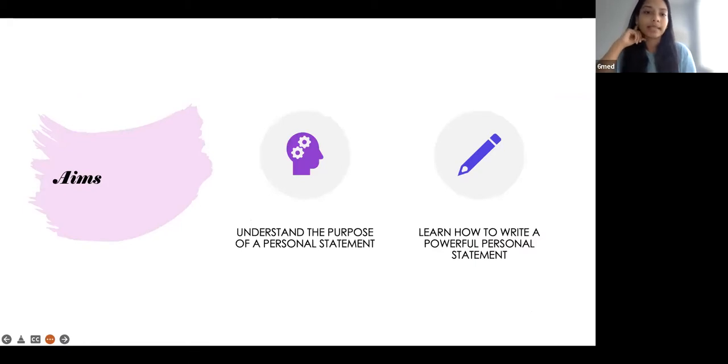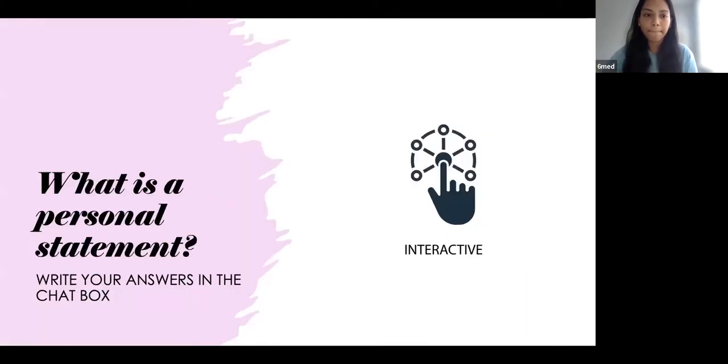So the main things I'm trying to get across in this session is for you to understand the purpose of a personal statement, and also how to write a powerful personal statement. So those are the 2 main things we're covering today. So second question, if again you want to type in the chat. What do you guys think a personal statement is? Just in general terms, what do you think it is?